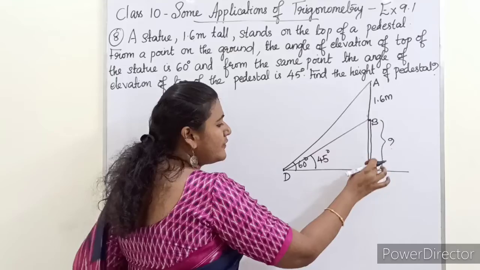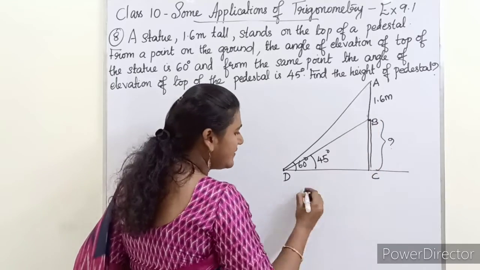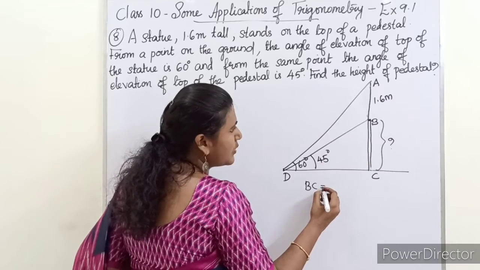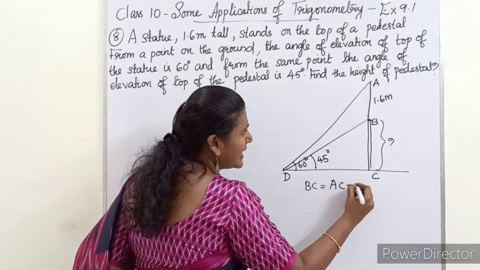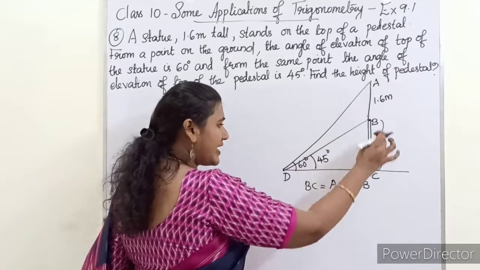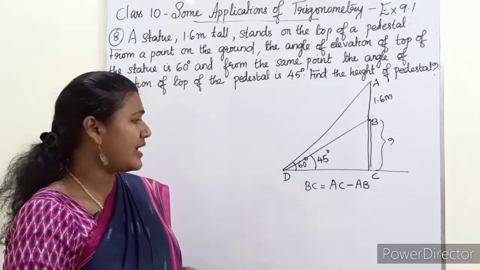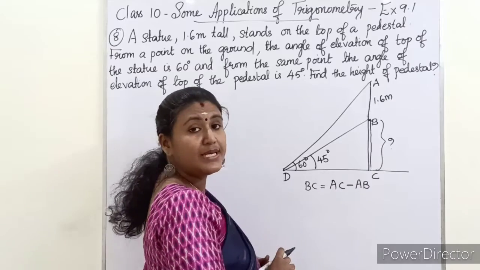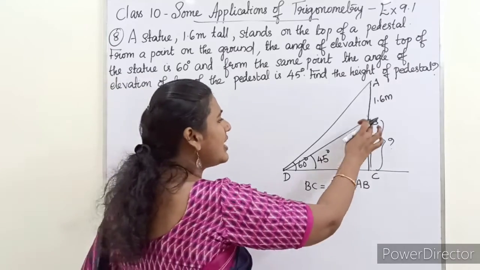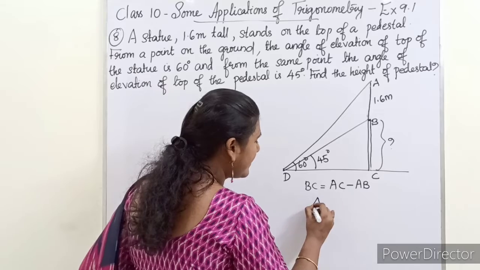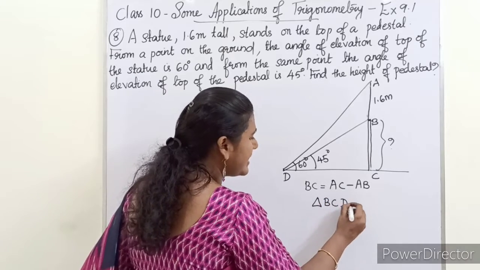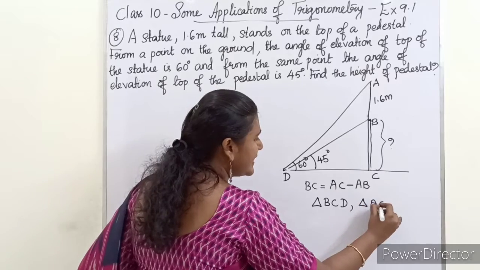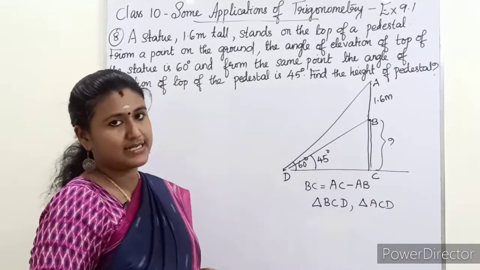So can you tell me how will you find the BC value? BC we have to find. So BC is equal to AC minus AB. So what we have to find first? AC. Okay, so then from AC minus AB you will get BC value. So for that, here what are the two right angled triangle we have? Triangle BCD and triangle ACD. So these are the two right angled triangle.